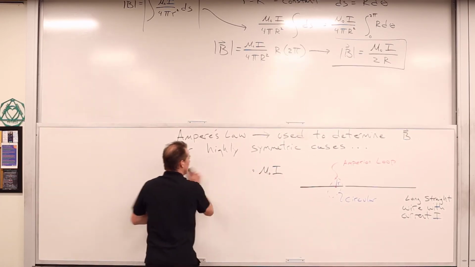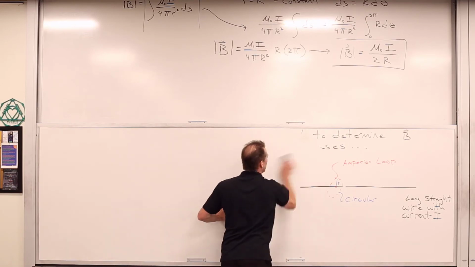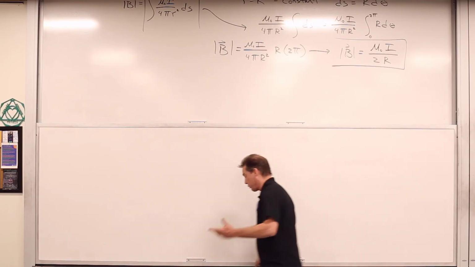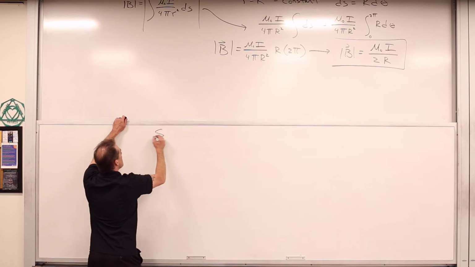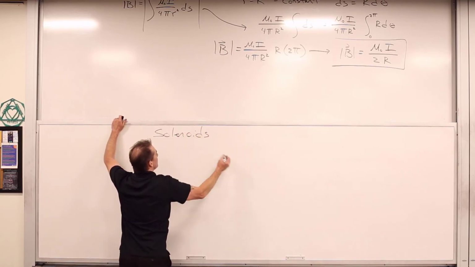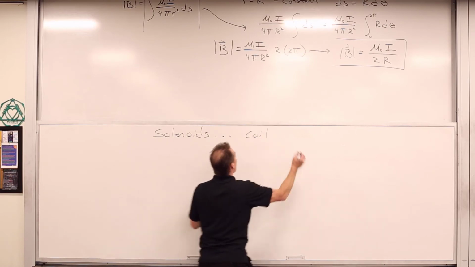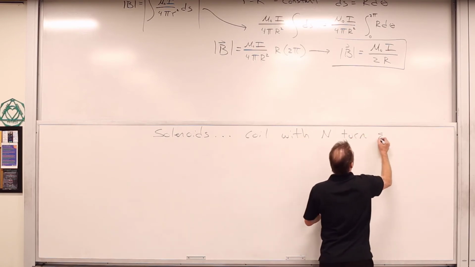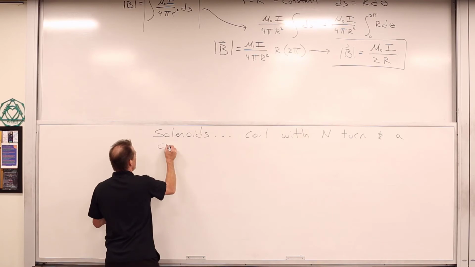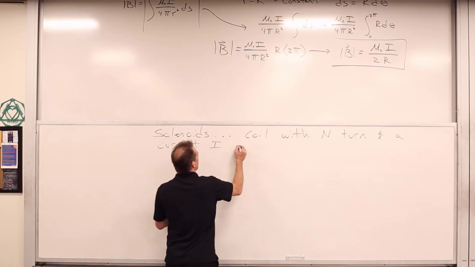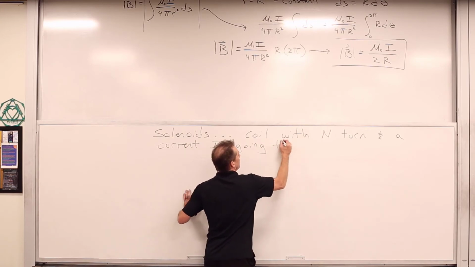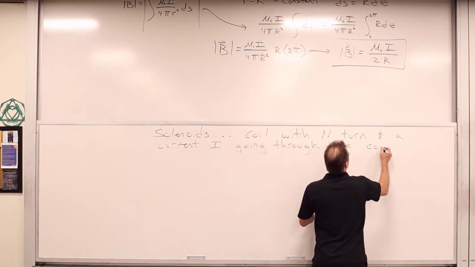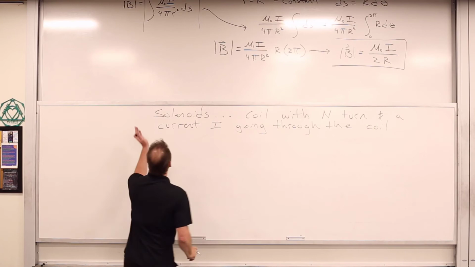Lastly, we can look at what's known as a solenoid. It's basically like just an electromagnet. A coil with N turns, and current I through the coil. Solenoids.